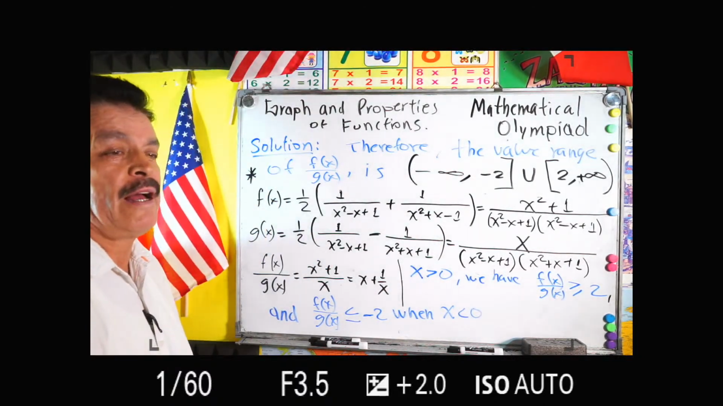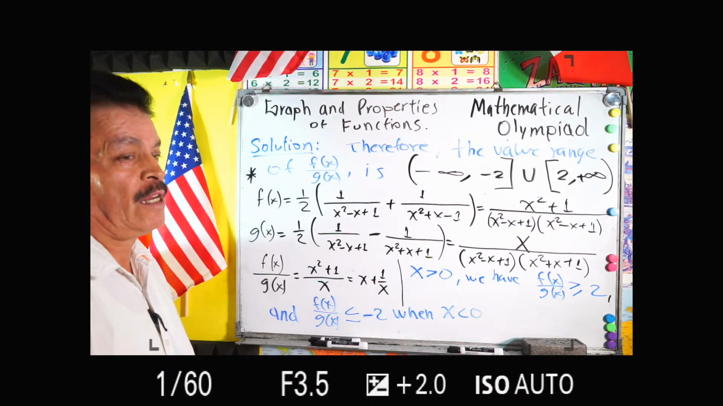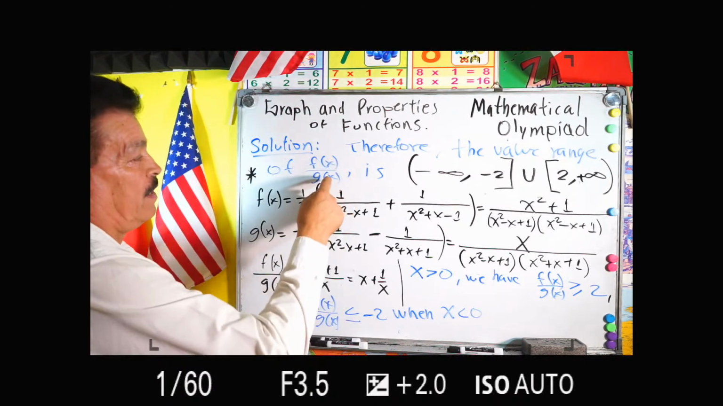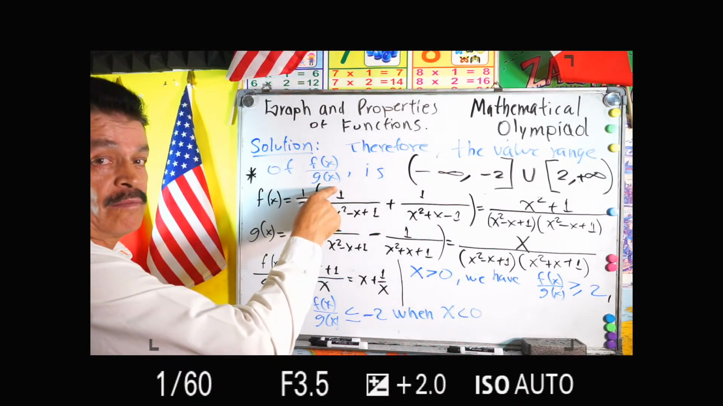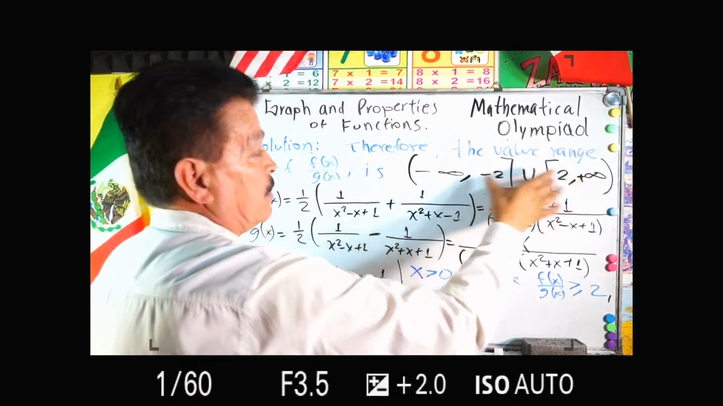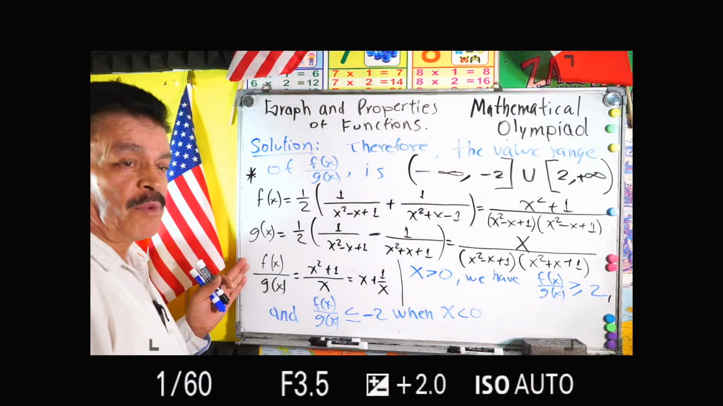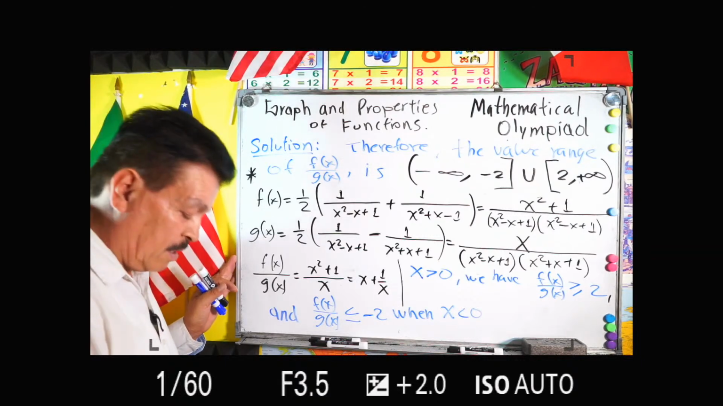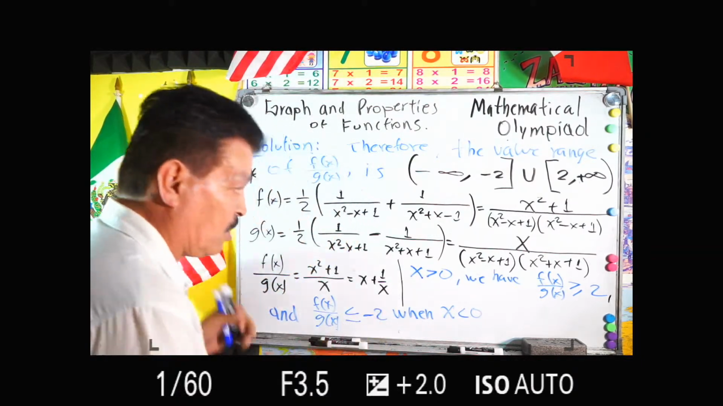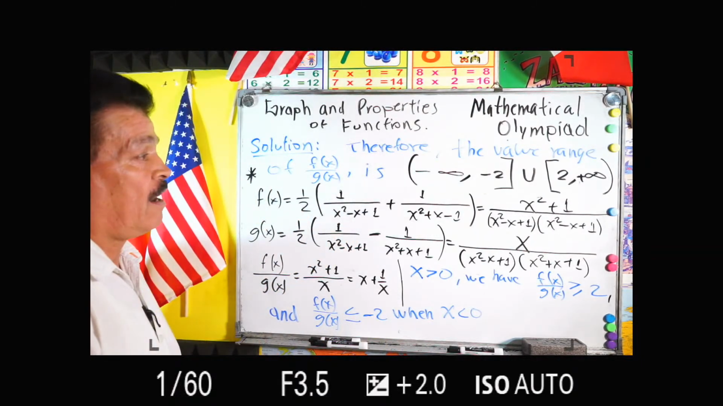The question was find the value range of f of x over g of x. So this is the value range. It's right here. All right. So after this process, that was the solution. So this is done. It was our first problem.